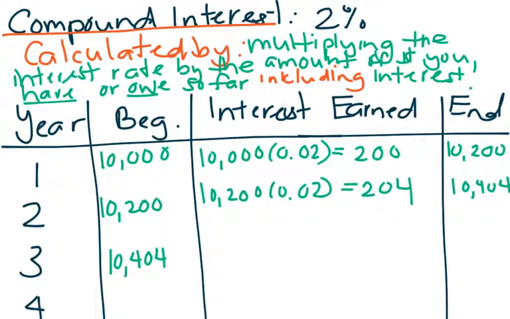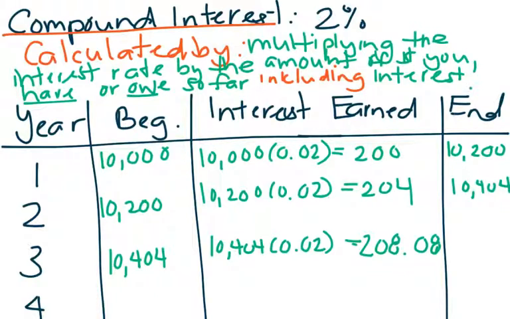$10,404. All right, don't forget, we multiply the interest rate by what we have so far. So what we have is 10,404. So we are going to take 10,404 and multiply it by the interest rate, 0.02, and it will equal $208.08. Okay, so we're going to add these two numbers together to see how much money we have. And we have $10,612 and 8 cents.